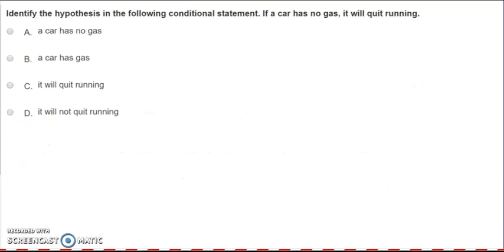Identify the hypothesis in the following conditional statement. If a car has no gas, it will quit running.